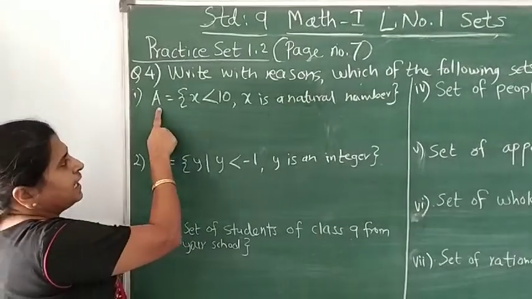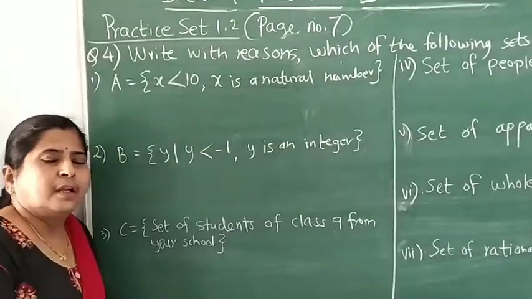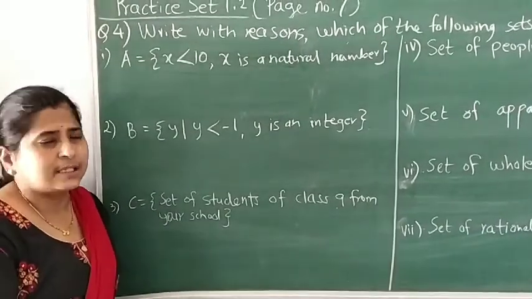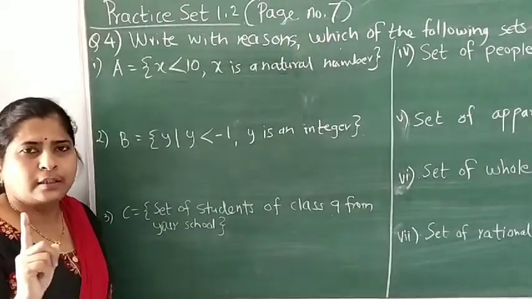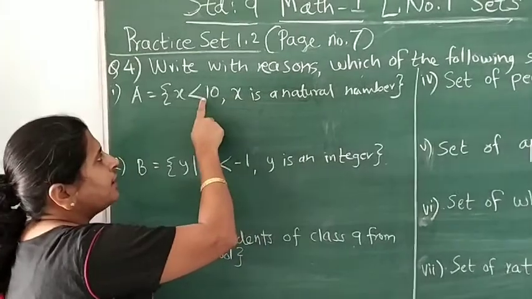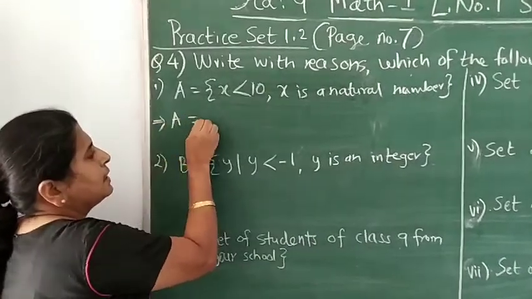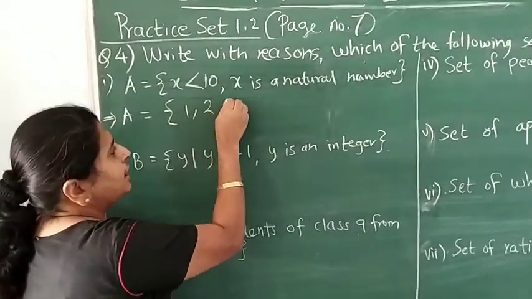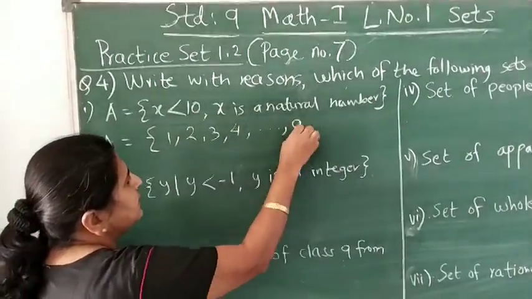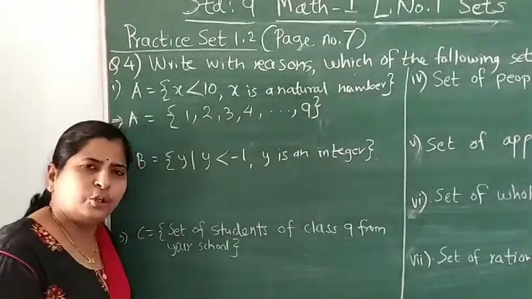The first set is set A. It's the set of all x such that x is less than 10 and x is a natural number. We need to use our number knowledge again and again in this number set lesson. Natural numbers start with 1, the next number is 2, then 3, 4, 5. All are natural numbers, but we want natural numbers less than 10. So set A, if we write it with the listing method, starts with 1, 2, 3, 4, dot dot dot. The last number less than 10 is 9. So this set has in all 9 elements, 1 to 9.